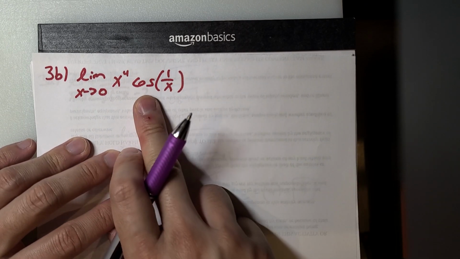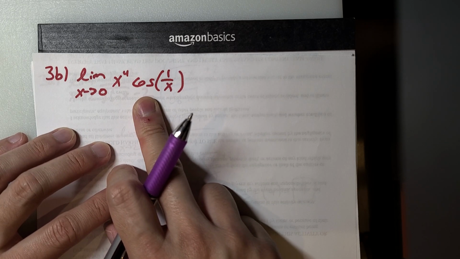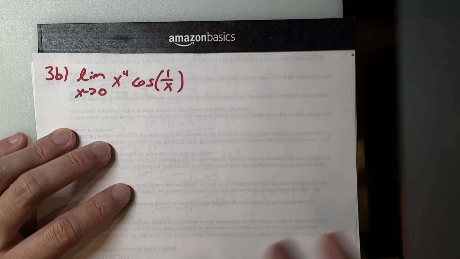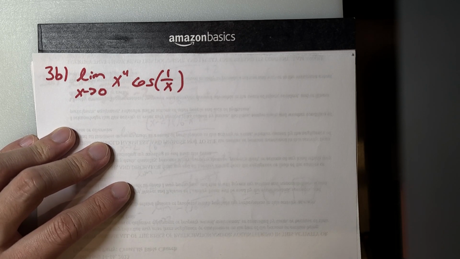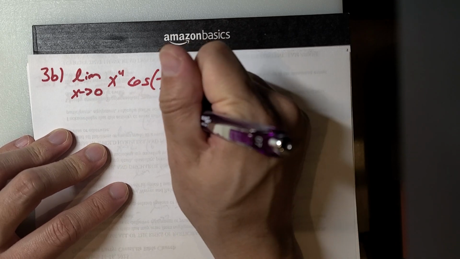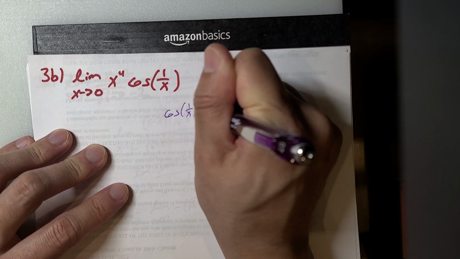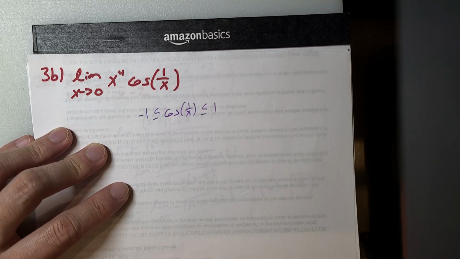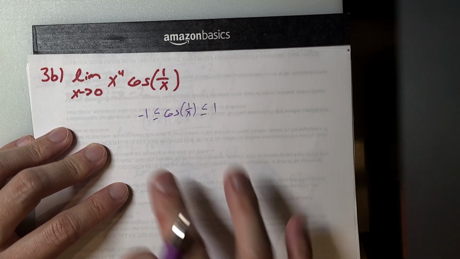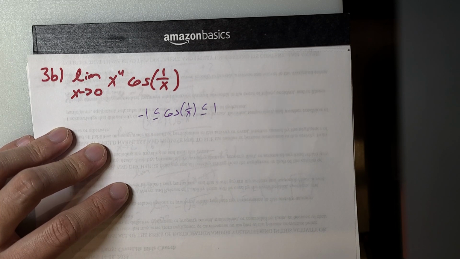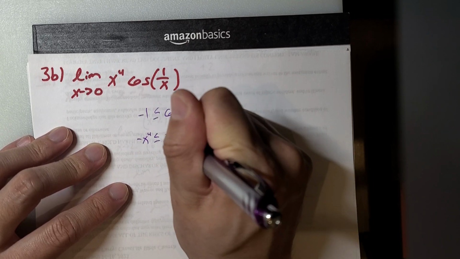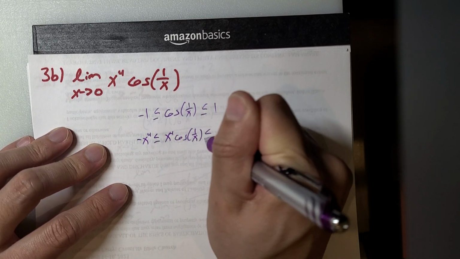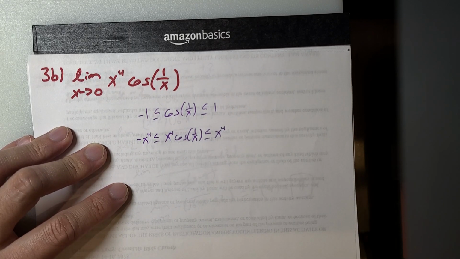In this case, we know the cosine function is bounded between -1 and 1. That's how the graph looks, if you remember from the earlier sections of this unit, or even from high school math. Cosine is between -1 and 1, so cosine of 1 over x is also between -1 and 1. Just like the cosine itself. We can multiply everywhere in this inequality by x to the fourth. So it looks like this.